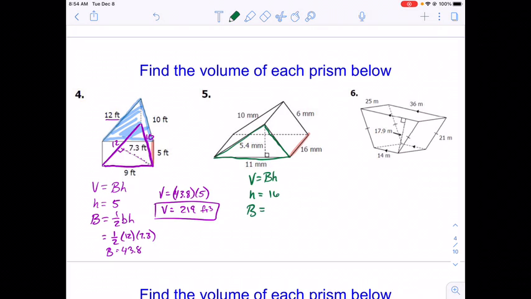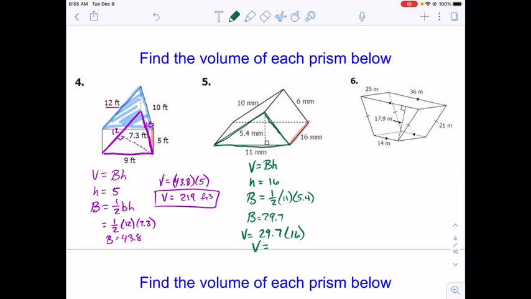The area of the base, once again, is a triangle, so it's 1/2 base times height. So 1/2 of my base, which in this case is 11 on the front triangle, and the height is 5.4. As you multiply this together, you're going to get the base is 29.7. That's 1/2 times 11 times 5.4. To find our volume here, we're going to do 29.7 times 16. And that gives me that my volume is equal to 475.2, and this will be cubic millimeters.